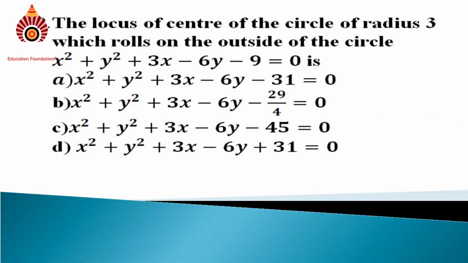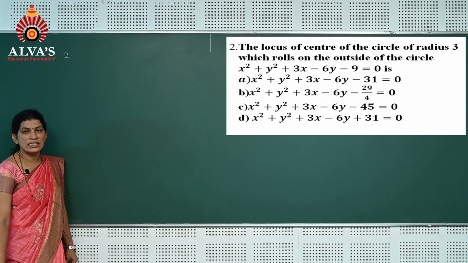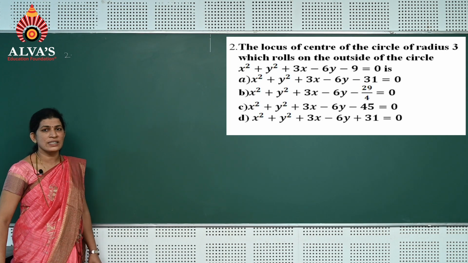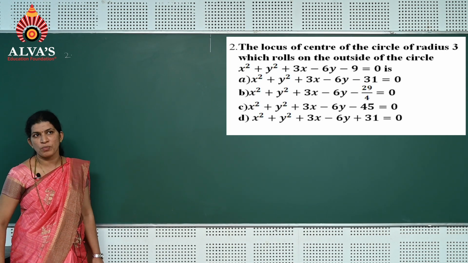Come to the second question. The question is, the locus of the center of the circle of radius 3 which rolls on the outside of the circle x square plus y square plus 3x minus 6y minus 9 equal to 0. See, we want the locus of the center of the circle. Locus is nothing but the path traced out by the moving point.